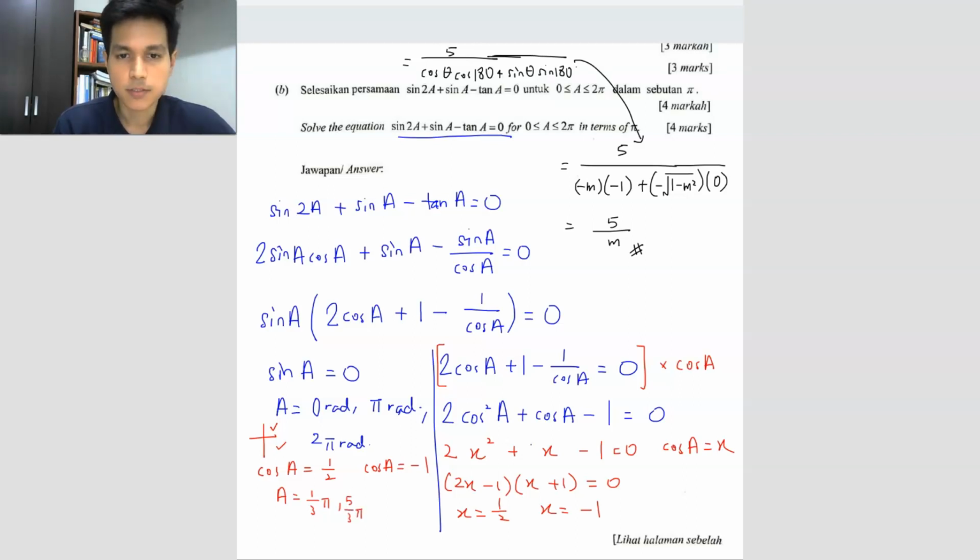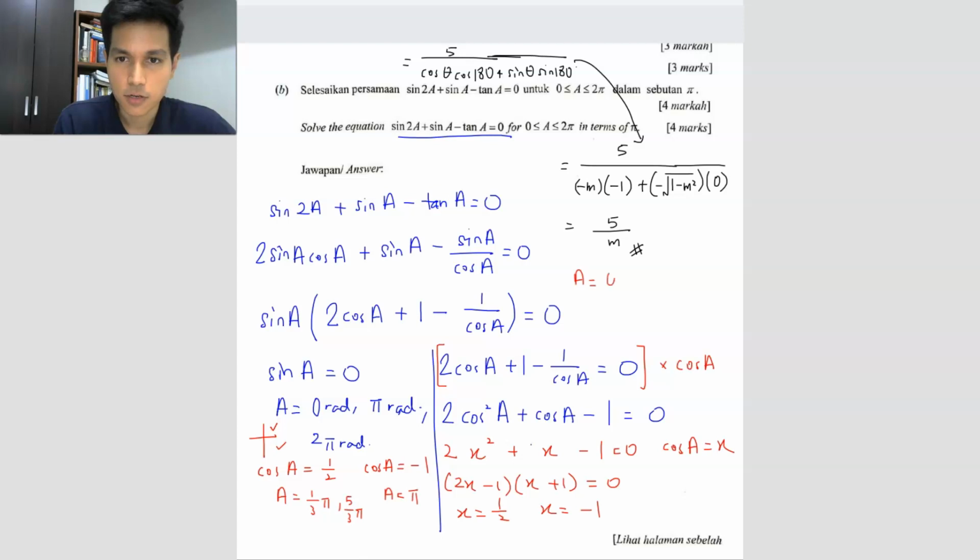Okay, so what about the second answer here? Cos A equals negative 1. So the reference angle is 0 degree. So in other words, A equals 0 degree. This one is negative, so it's either second quadrant or third quadrant. So you still get the same answer, which is 180 degree. 180 degree is pi. Okay, I really hope you guys understand. I'm sorry because I'm skipping steps here so that we can go a bit faster, and also I got no space here. So in the end, your answer should be, you should have 1, 2, 3, 4, 5 answers.